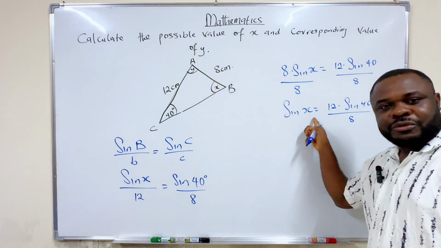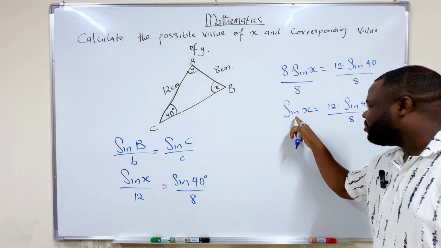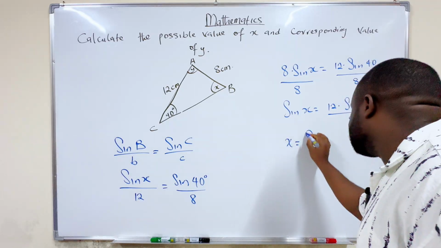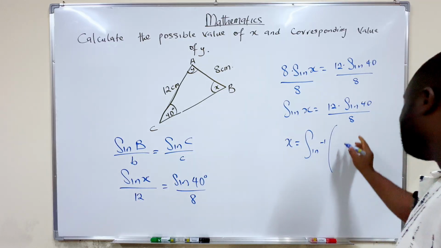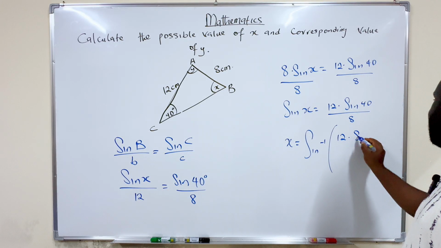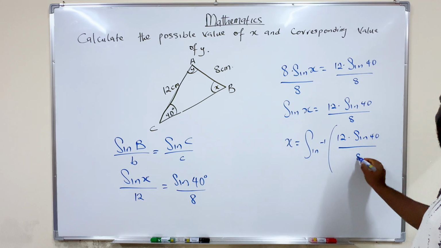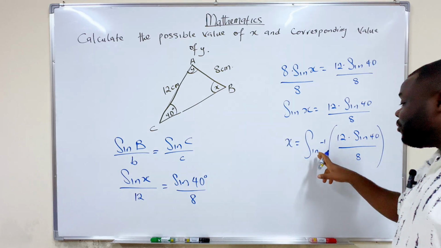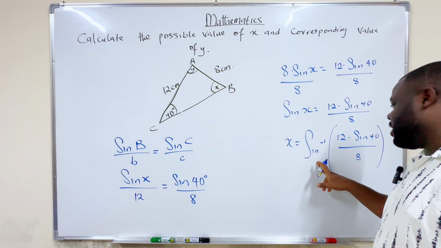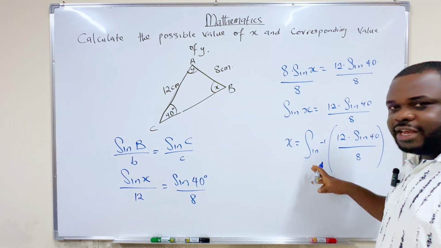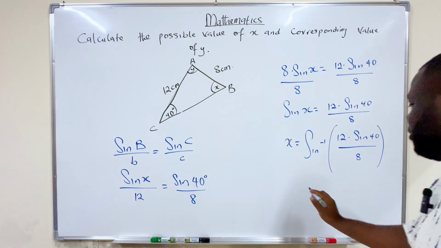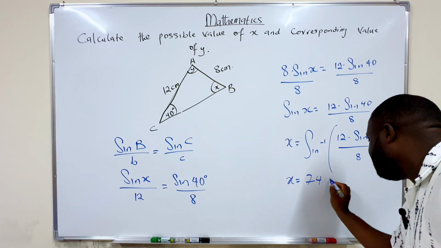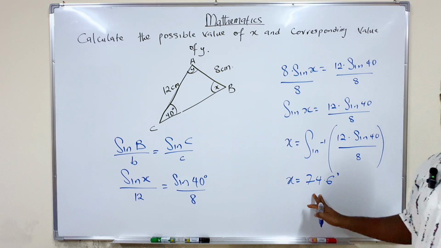However, we still want to find the value of x, right? So we are going to remove this sine, and by removing it, we use the inverse rule, which is x equals sine inverse of 12 multiplied by sine 40 over 8, and that is how you get the value of x. In case you are looking for how to find sine inverse on your calculator, just press shift sine. It's going to give you this inverse. Then you put this in your calculator and you are going to get 74.6 degrees, which is roughly 75.